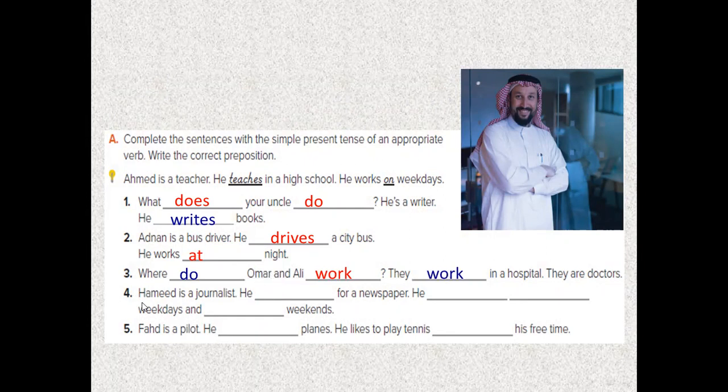They are doctors. Number 4, Hamid is a journalist. He works for a newspaper. He works on weekdays and on weekends. Fahd is a pilot. He flies planes. He likes to play tennis in his free time.